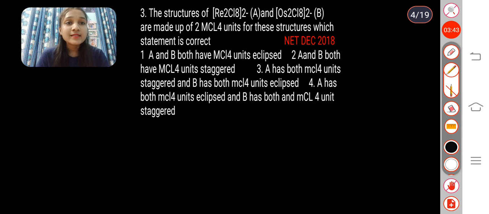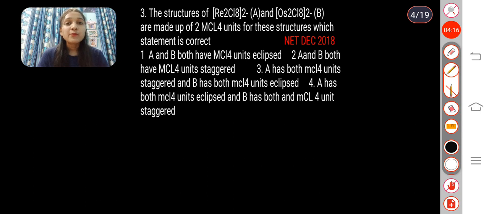Now the next question is, the structures of Re2Cl8 2- and Os2Cl8 are made up of two MCl4 units. For these structures, which statement is correct? Statement 1: A and B both have MCl4 units eclipsed. 2: A and B both have MCl4 units staggered. 3: A has MCl4 units staggered and B has eclipsed. 4: A has eclipsed and B has staggered.